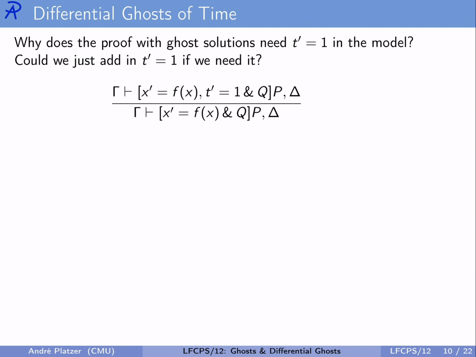Well, hold on a minute. Is this an okay proof rule now? Just adding in a differential ghost of time, a new variable that wasn't there, I just needed it for the proof? Is that an okay reasoning principle? What could possibly go wrong?